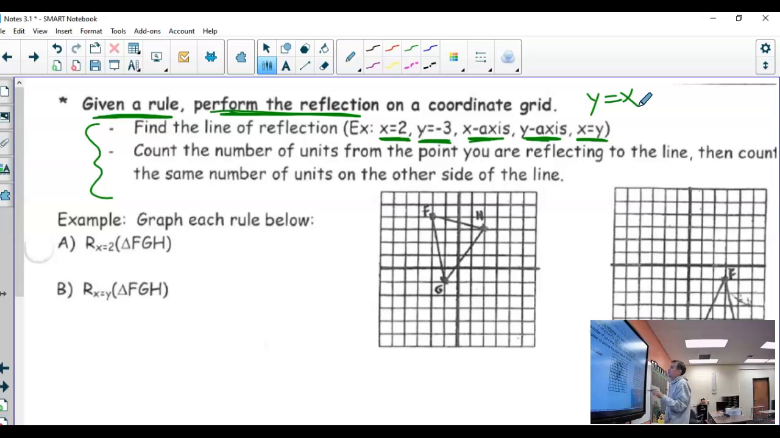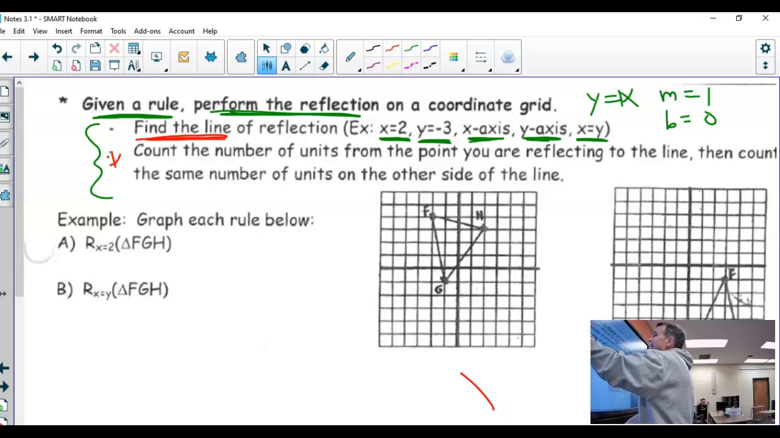It's the line y equals x, which means the slope of this line is 1 because that x has a 1 in front of it, and the y-intercept is 0. This is a line that has a y-intercept of 0 and a slope of 1. I'm going to do an example of it in just a second. What you want to do first is find the line of reflection. Do that first and draw it. Then here is how you actually do the reflection of the shape. You count the number of units from the point you're reflecting to the line, then count the same number of units to the other side. It's really easy. Let's do an example.